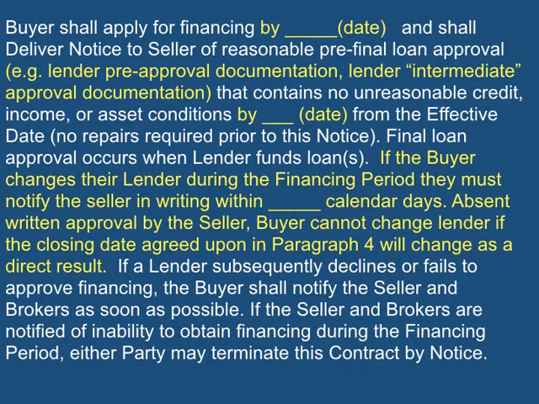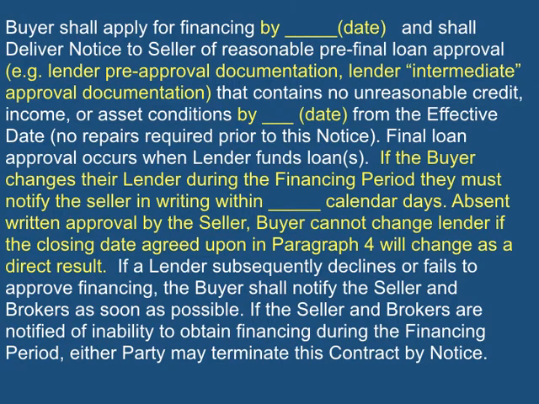Gives you plenty of time to get that pre-approval from the lender. And then we go on to say, if the buyer changes their lender, final loan approval occurs only when the lender funds the loans, as we said earlier. You have your final loan approval at closing, basically. If the buyer changes their lender during the financing period, they must notify the seller in writing within blank calendar days. What would you put there?